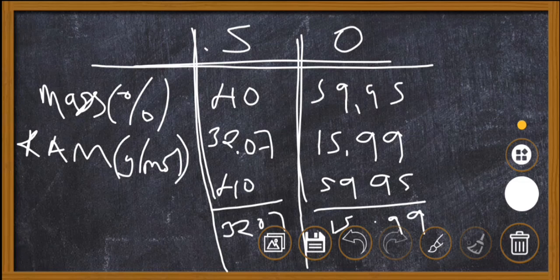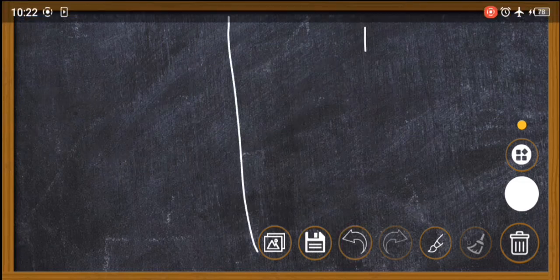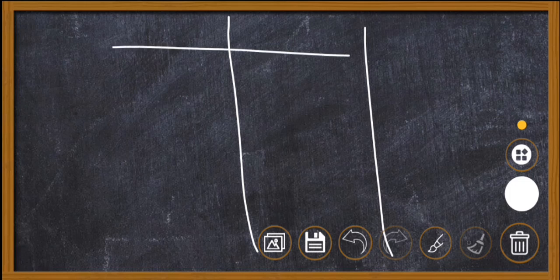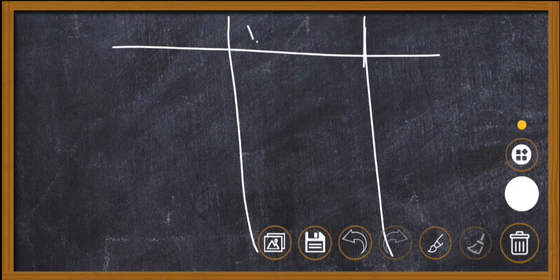So what is 40 divided by 32.07? Let me just continue from here, it's the continuation of the previous table. We are going to have 1.249, this is for sulfur, mind you. And for oxygen we are going to have 3.749. So this side is for oxygen.